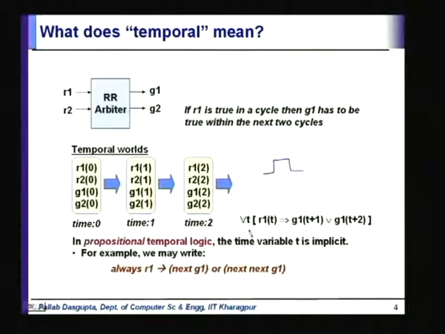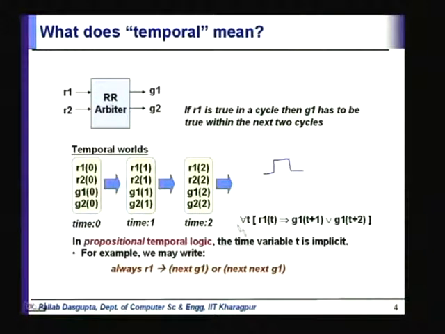So, we could express this requirement that if R1 is true in a cycle, then G1 has to be true within the next 2 cycles in terms of first order logic also. Those of you who have done a course on AI will remember that in first order logic we can say that for all times t, R1 t implies G1 t plus 1 or G1 t plus 2, which expresses the same intent as this property.